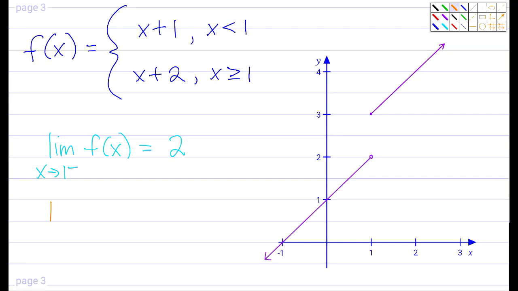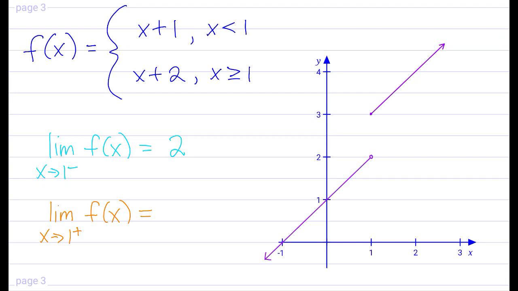Okay, let's look at the right-hand side. The limit as x approaches 1 from the right of f of x equals. Now I'm approaching along this line, this part of the graph. What are my y values getting closer and closer to as I approach x equals 1? They're actually getting close to 3.